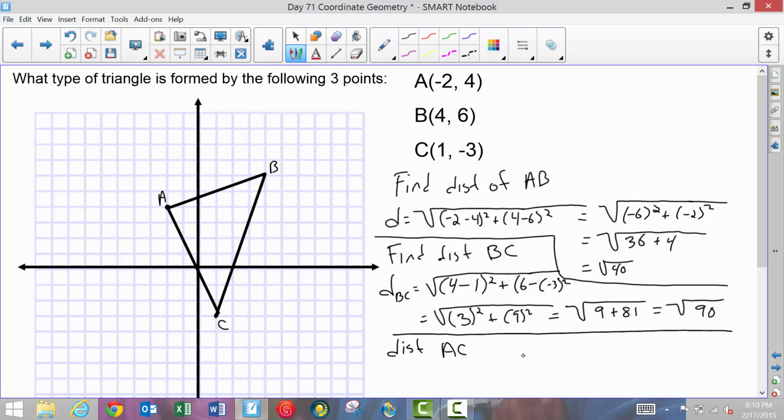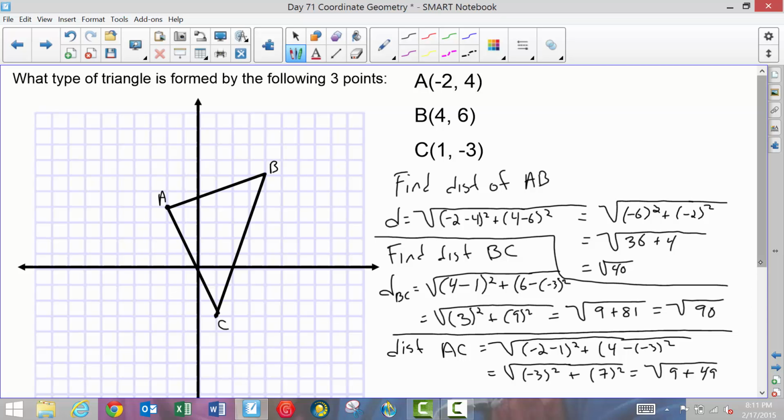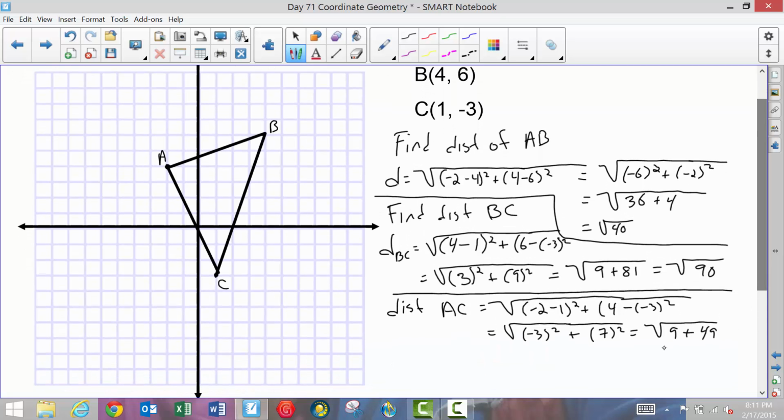AC. So I have to find all my distances. So the AC distance is equal to the square root. I have A, which is negative 2, minus 1 squared, plus 4 minus a negative 3 squared. So negative 2 minus 1 is negative 3 squared, plus 4 minus a negative 3 is 7. So now I can square it. Negative 3 squared is 9, plus 49, 7 times 7. So all this added together is 9 and 49 gives me 58.